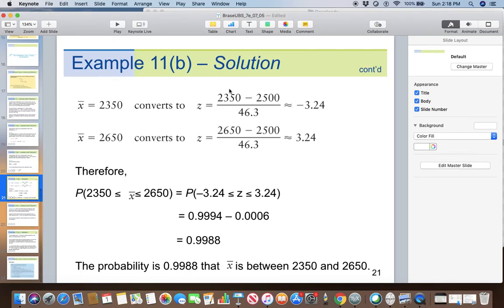That gets you negative 3.24, and this one gets you positive 3.24. So the probability that X bar is between these two numbers is the same as the standard score being between these two numbers. Find the area corresponding to the big number, subtract the area corresponding to the small number, and you get this particular probability. The probability is 0.9988 that X bar is between these two numbers.